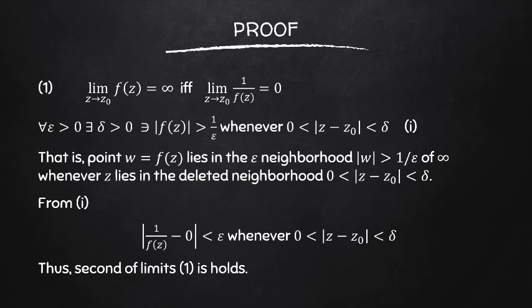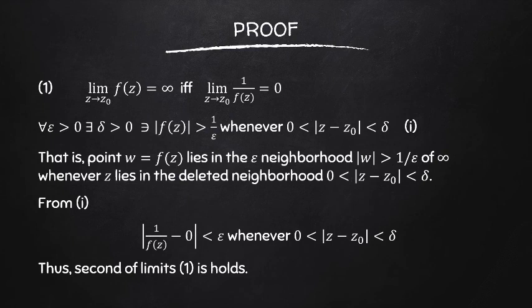Okay, we have the proof for the theorem before. For the first case, the limit as z tends to z0 of f(z) is equal to infinity if and only if the limit as z tends to z0 of 1 over f(z) is equal to 0.